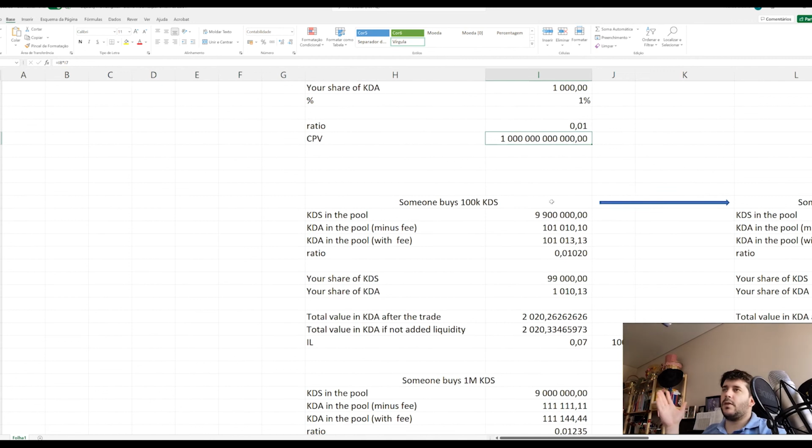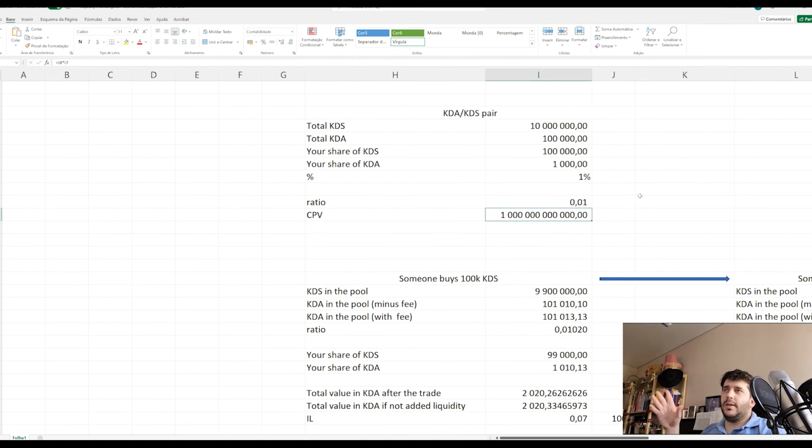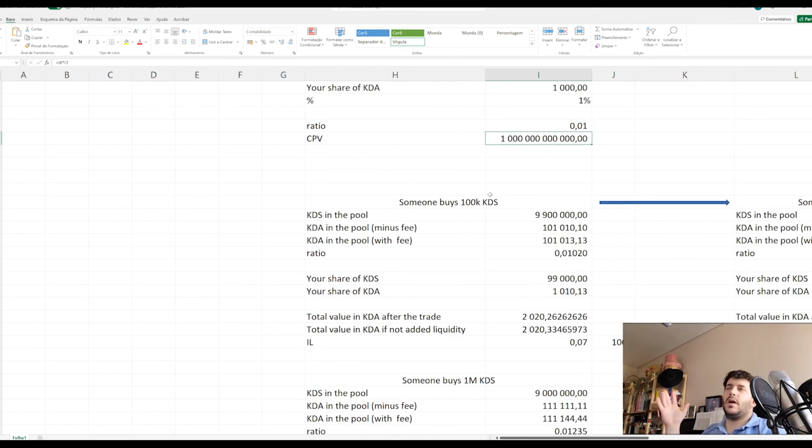This value. Okay, let's say you added liquidity, right? And someone buys 100,000 KDS. Okay, we'll do the same math, right? You take 100,000 KDS from the pool, you do the calculations for the KDA, minus the fee, and now you put in the fee, which is 0.3%. And now this is the new ratio after the change.